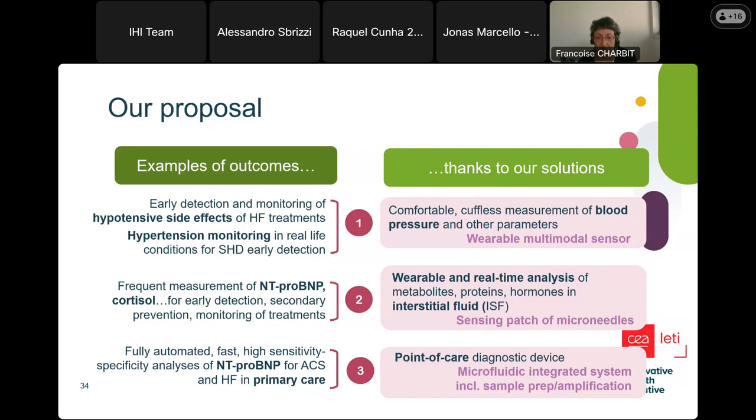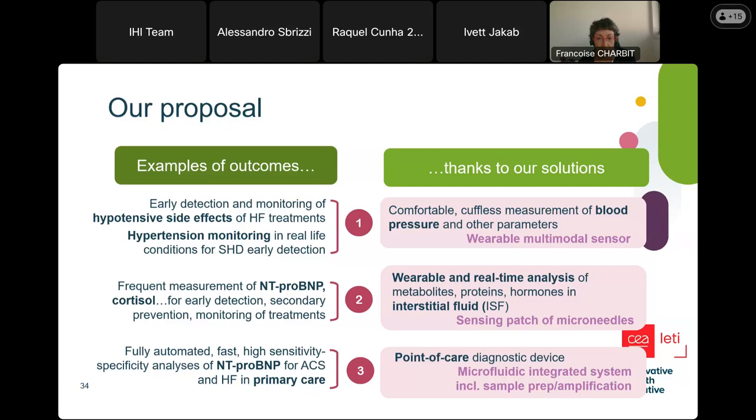The second example is, you know that NT-proBNP is an important biomarker, especially for heart failure, but cortisol is also of good interest for long-time monitoring and secondary prevention. And here we propose a new device based on microneedles that samples and measures these biomarkers through the skin, absolutely painless, so it can be done frequently.